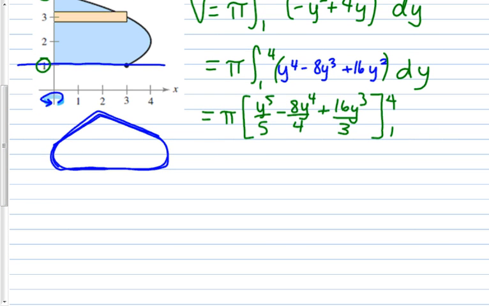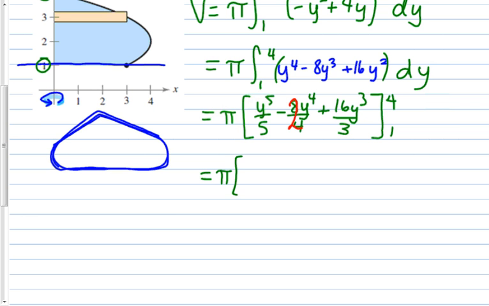Obviously, the only thing that can be simplified is the 8 over 4, because that's actually 2, so it's 2y to the fourth. But everything else is pretty much what it is. You're going to plug in the 4, you're going to plug in the 1. Of course, I already have this done, so I'm just going to write it down. If you want to double check my work, that's perfectly fine.